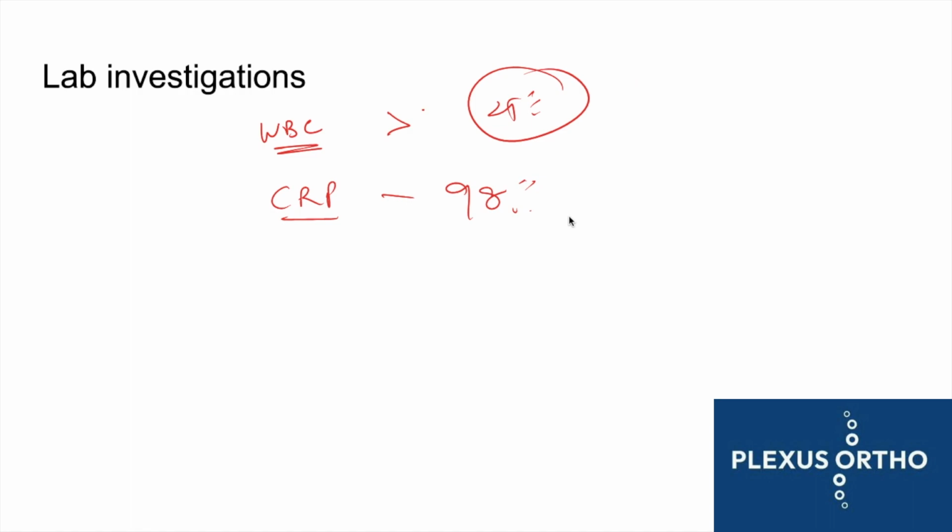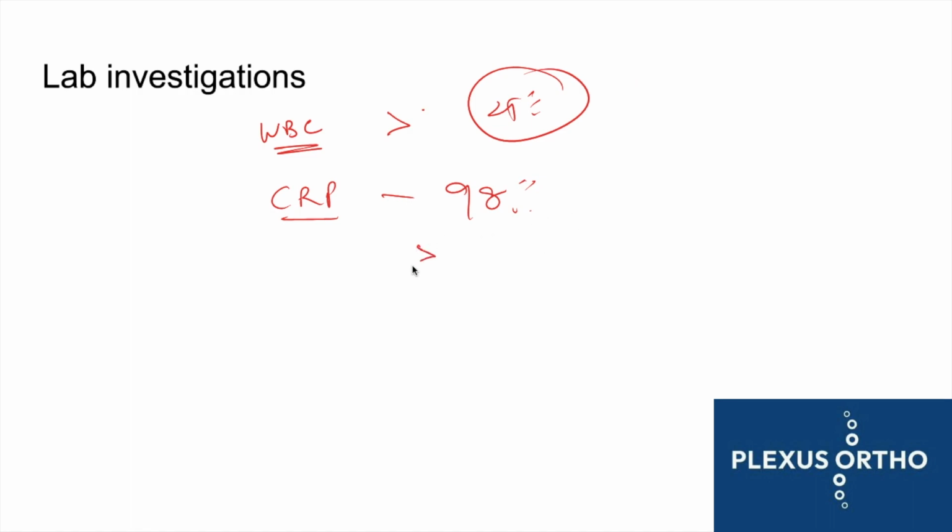What are the lab investigations that you have to do? You have to do a total blood count, in which the WBC will be increased, but it is increased in only about 25% of patients. So it is not a very reliable indicator. CRP is a very good, reliable indicator. It is elevated in 98% of the patients.